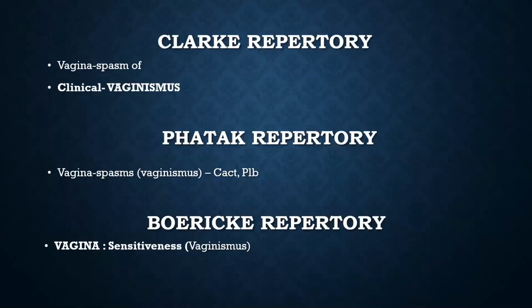Then Clarke's repertory and Phatak's as well as Boericke's, again you get a direct rubric of vaginismus. Clarke's repertory, it is vagina spasm of, under the clinical chapter, go and find out vaginismus. Phatak's repertory, you'll get vagina spasms. Then Boericke's repertory, again vagina sensitiveness, under bracket it is written vaginismus.